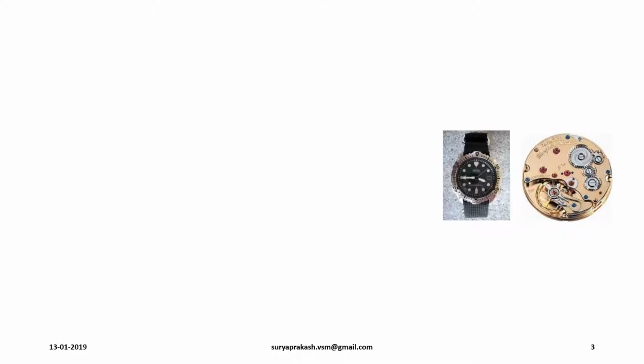If you consider the seconds needle, this needle rotates around the dial, and when it reaches the same position, the next needle, that is the minutes needle, will move to the next position. And when it rotates a full round inside the dial, the third needle, that is the hour needle, will move from 4 to 5. And this is how the system works.